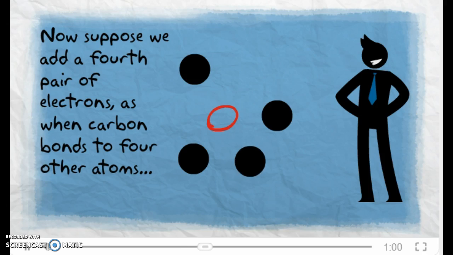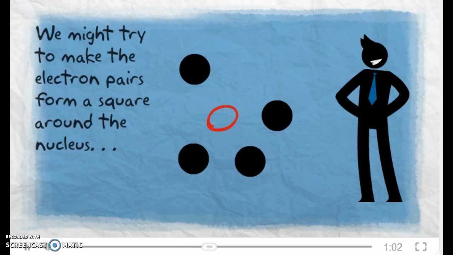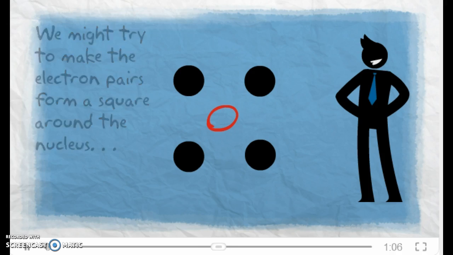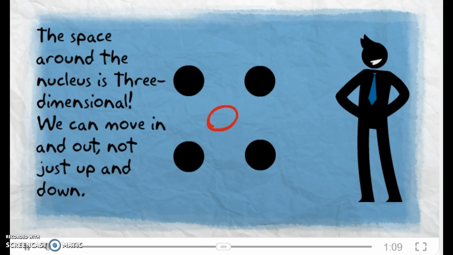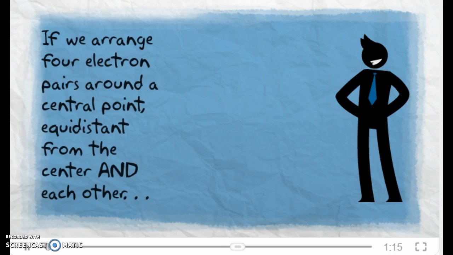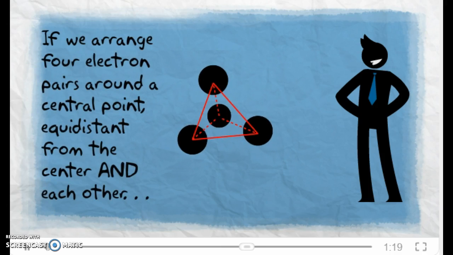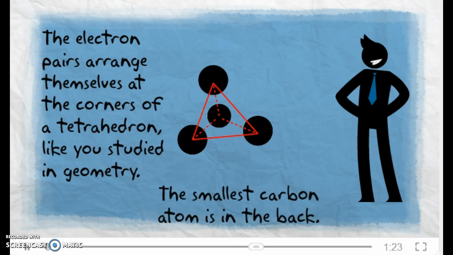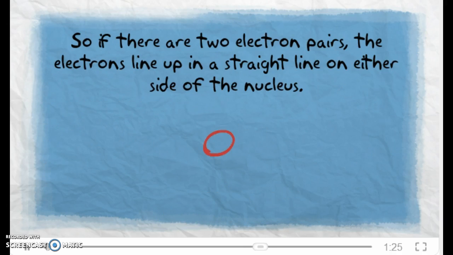But if we add a fourth pair of electrons, as when carbon bonds to four other atoms, we might form a square, but that's not the lowest possible energy. There's a three-dimensional character to all molecules. We can move in and out, not just up and down. So if we arrange them around a central point, equidistant from each other, they will arrange themselves at the corners of a tetrahedron with the smallest atom in the back.